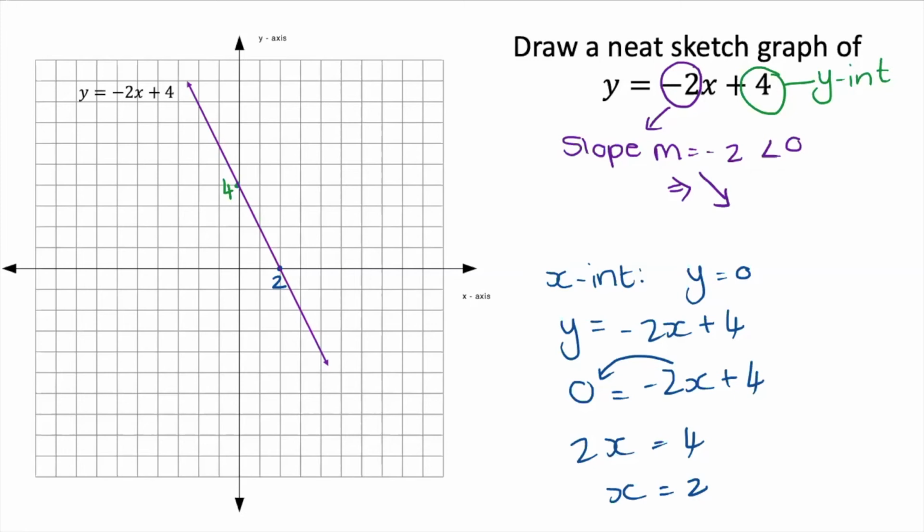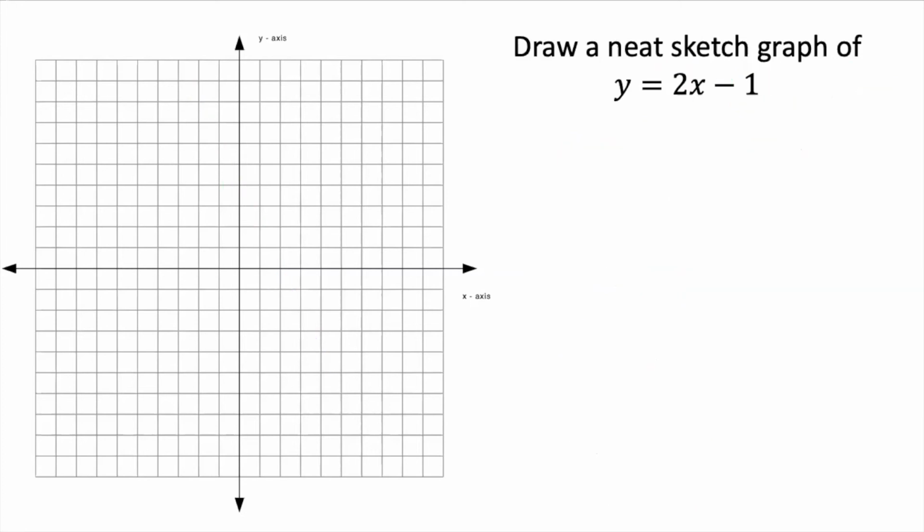Now let's just double check our slope. Is it looking down? Yes, it is. Remember, we read from left to right. So from the left, it's up at the top, and on the right, it's at the bottom. So it's looking down. Okay, let's do one more example. Here we've got: draw a neat sketch graph of y equals 2x minus 1. What I'd like you to do is pause the video and try the two-intercept method and see if you can.